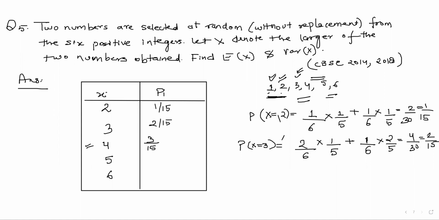Now please check for 5 and 6. 4 by 15 and 5 by 15. For x is equal to 5, 4 by 15. No, 4 by 15 is not correct.